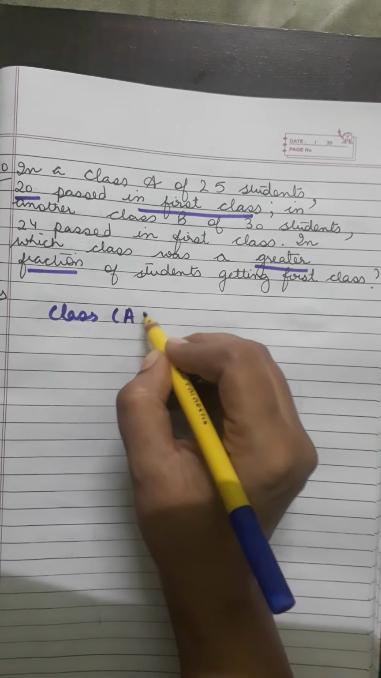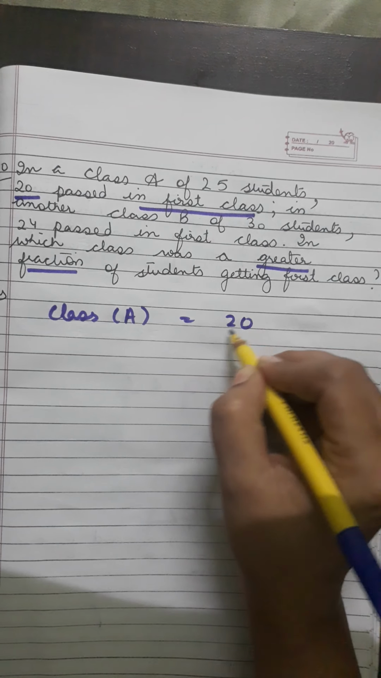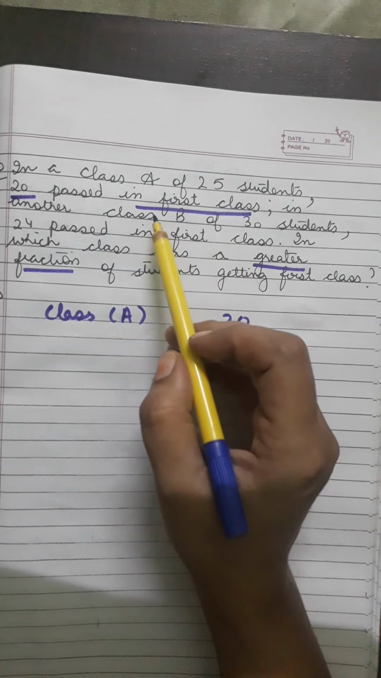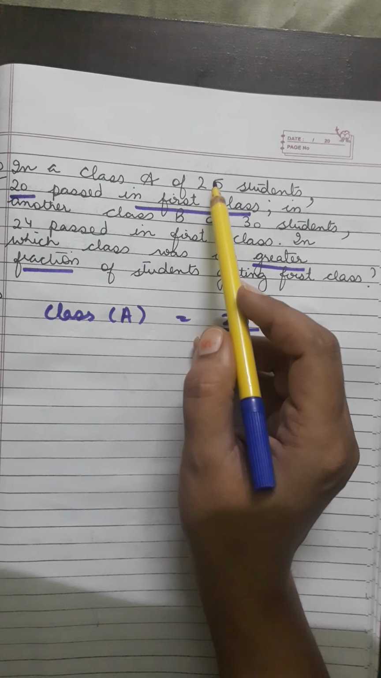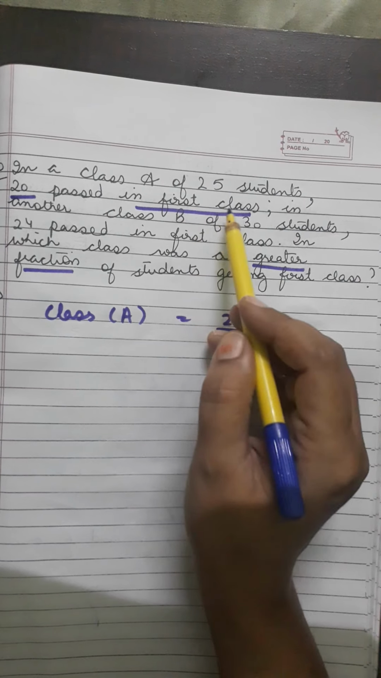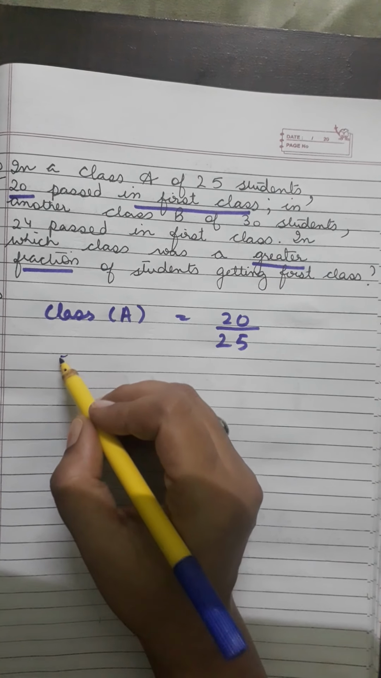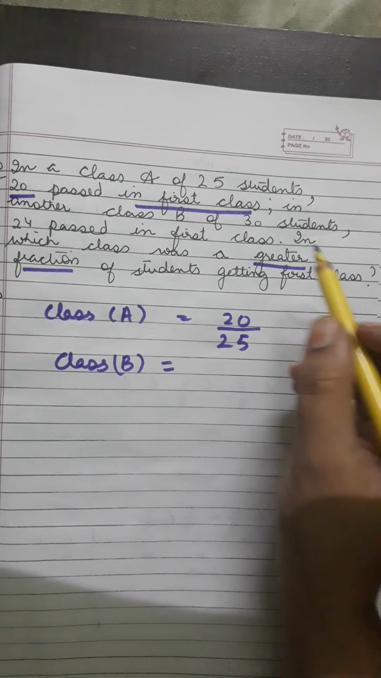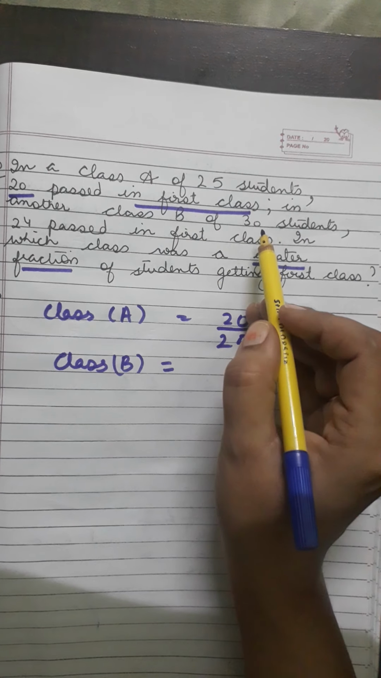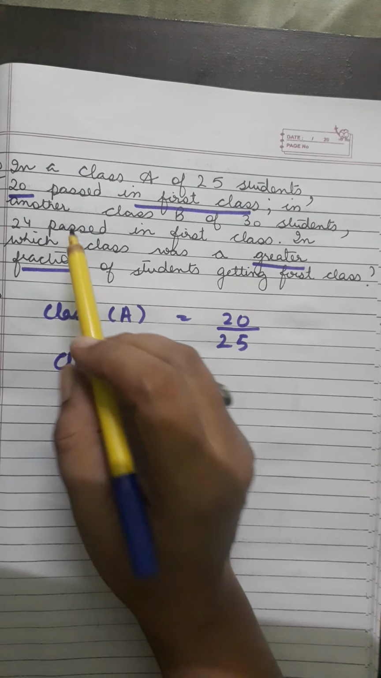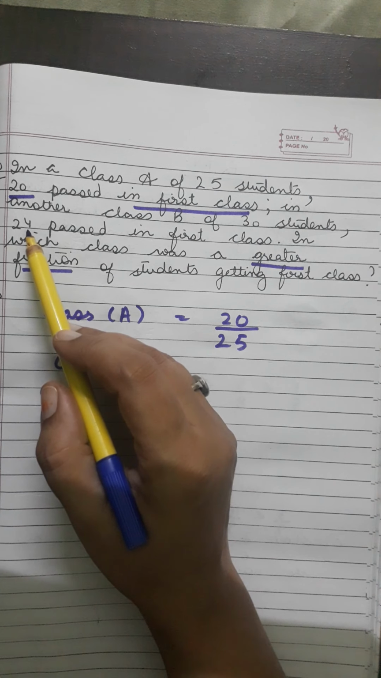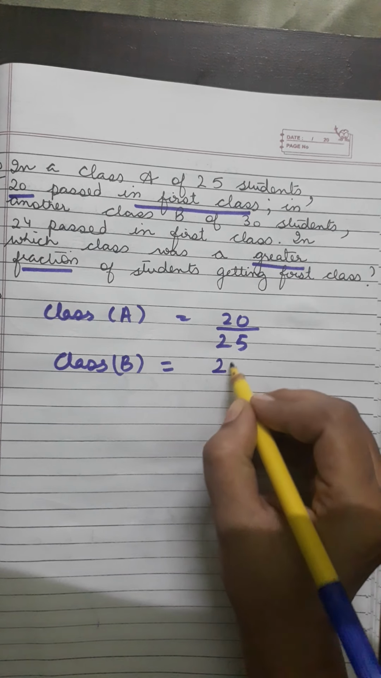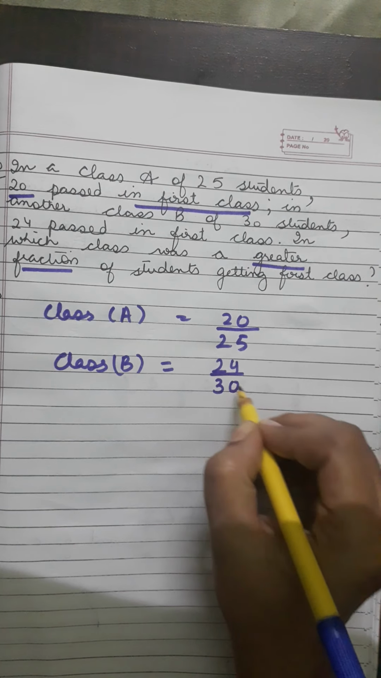So for class A, how will we write the fraction? 20 by 25. Why will 20 come up? Because 20 students out of 25 have got the first class. Fine. Similarly, for class B, the fraction will be: how many students are there in total in the class? 30 students, out of which 24 students were in the first class. So how can we write the fraction? 24 by 30.